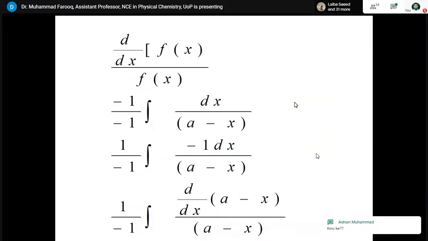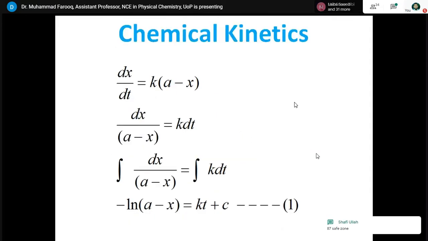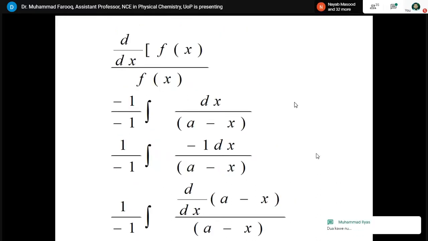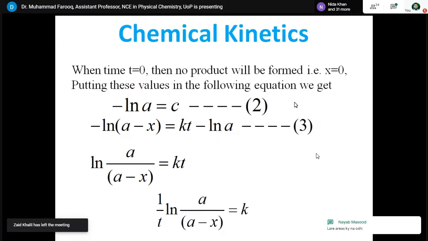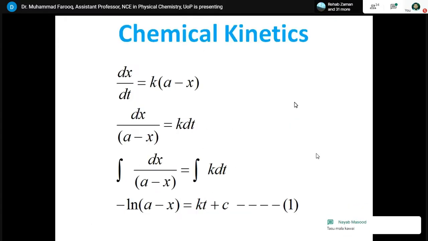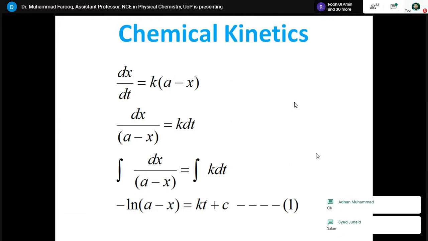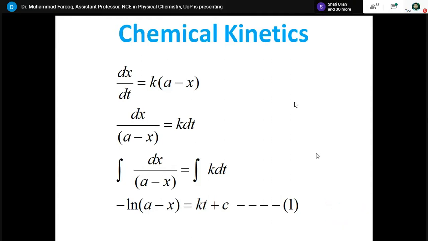Now, if you remember, the integral of dx divided by A minus x is equal to kt. Taking integration on both sides, how do we solve the integral of dx divided by A minus x? This is the formula: if we have a function in the denominator and its derivative in the numerator, we take directly the log of the function, the log of A minus x.